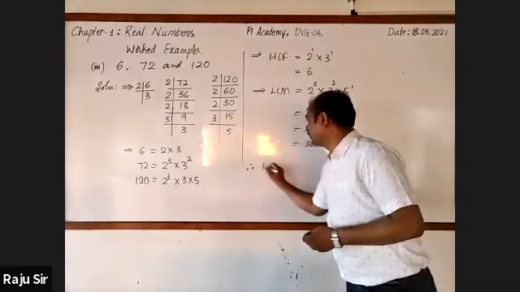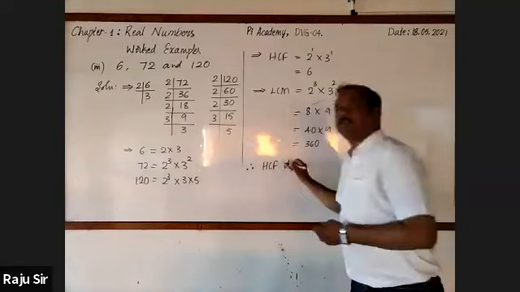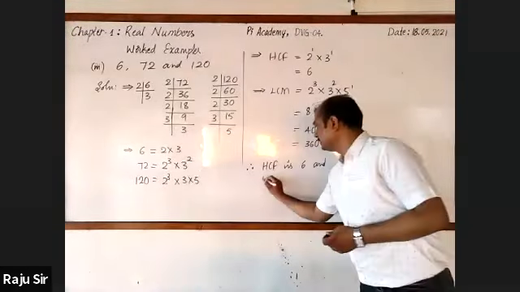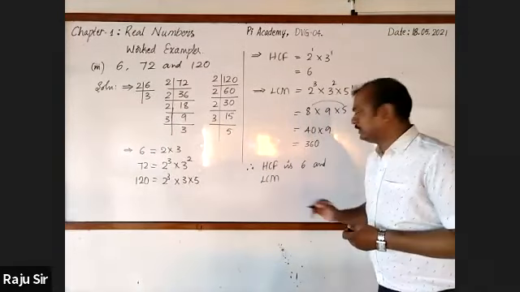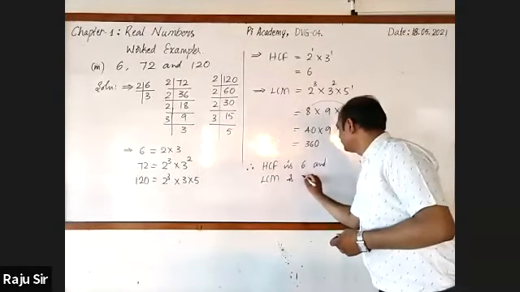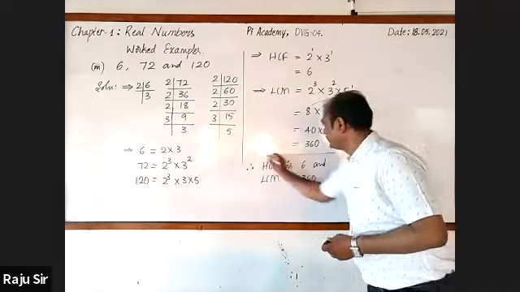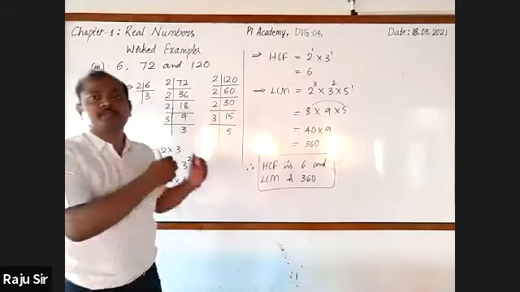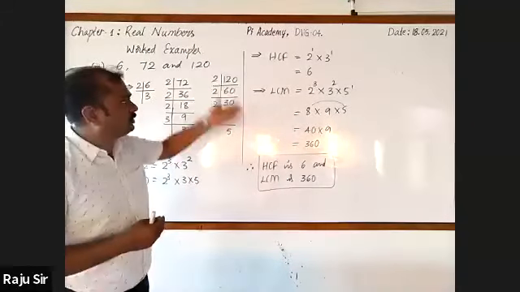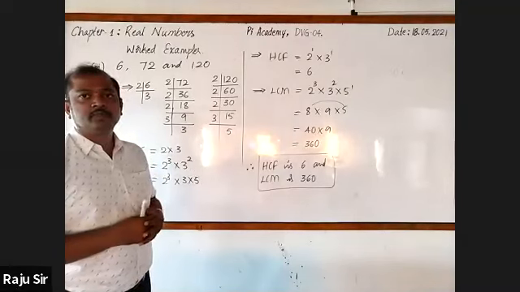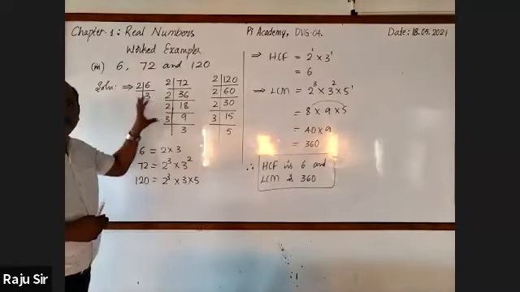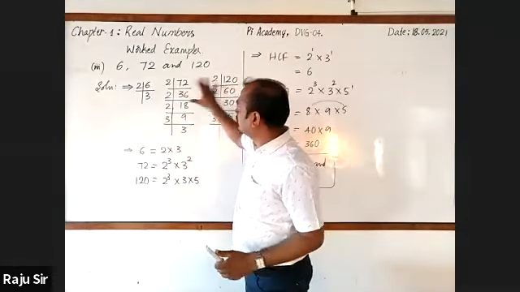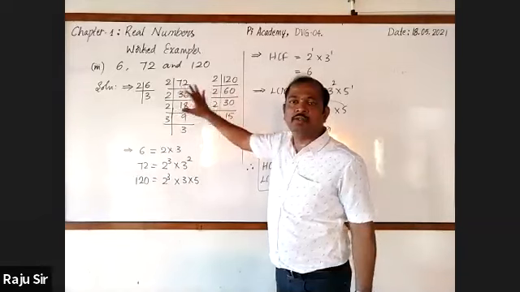Conclusion. Therefore, the HCF of the given numbers is 6 and the LCM is 360. Students, please observe the steps that are involved in this problem. To indicate these steps, I have put the imply symbol. In the very first step, we have found out the prime factorization of all the given numbers.